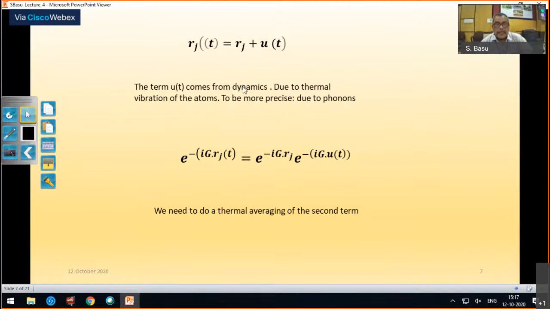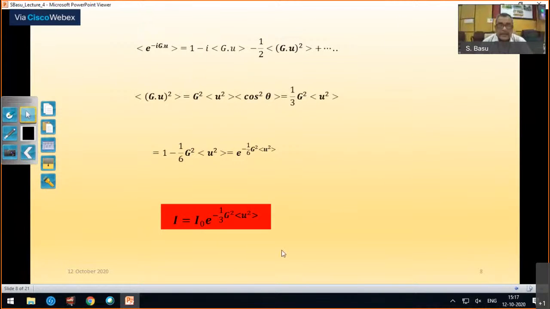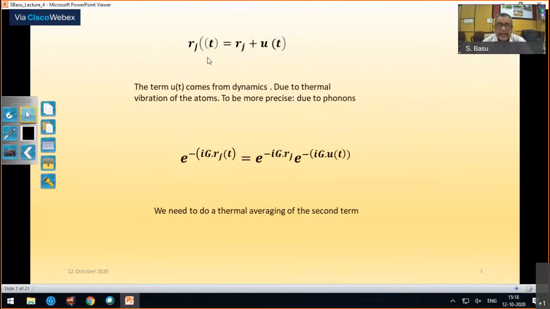If Rj is the position of the lattice point at 0 Kelvin, then at any finite temperature, at any time, this Rj, not temperature, sorry, it's time. At any time, there is a displacement around the mean, and you can write the position at any time t as Rj plus u.